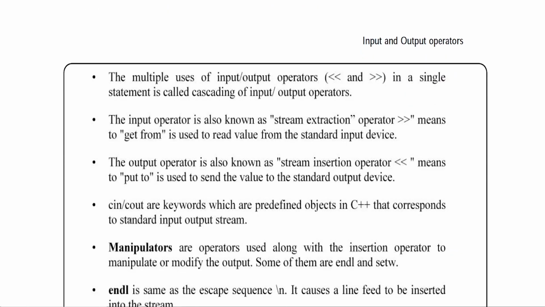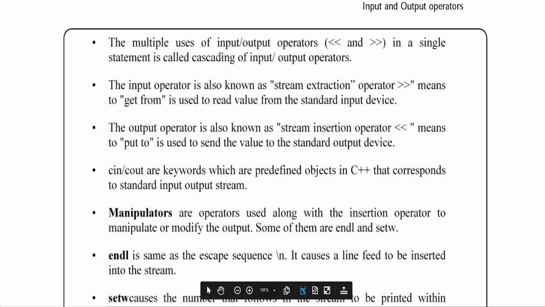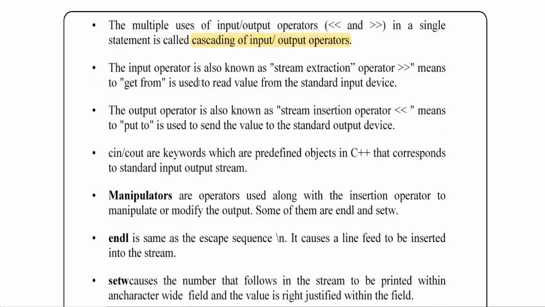So there are some points to remember. The multiple use of input output operators in a single statement is called cascading of IO operators. Already we defined, the input operator is also known as stream extraction. Already we know this greater than symbol is stream extraction, meaning get from, that is extract from the keyboard device, the input device. Then the output operator is also known as stream insertion. This is the less than symbol, direction towards the screen, meaning put to, that is you are inserting onto the screen. Send the value to the standard output device, like the monitor.